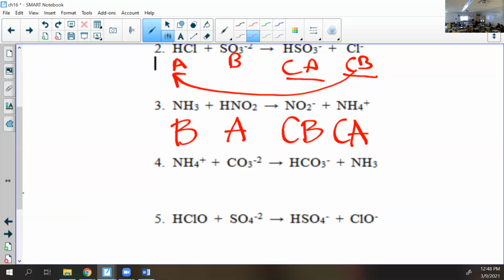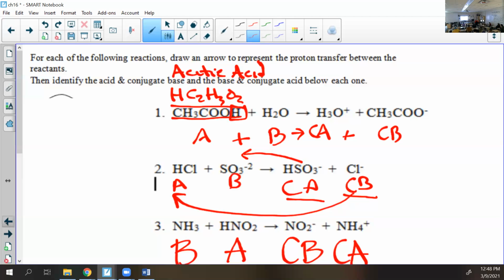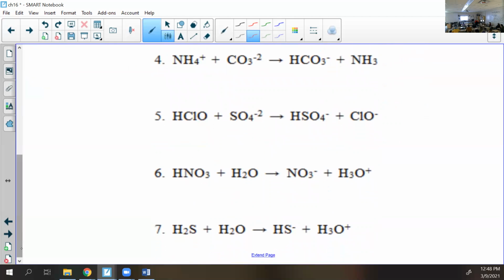All right, do we feel okay about these? There's a ton of them in the book. You can practice. You can go on the internet and find conjugate acid-base practice and practice them like crazy. Was 4 on the screen before? Okay, everybody try it for a minute.